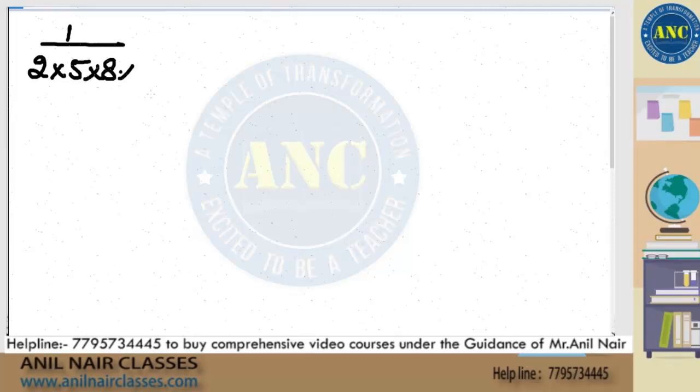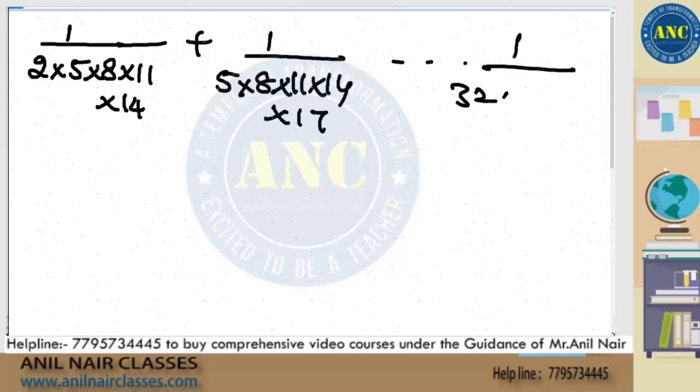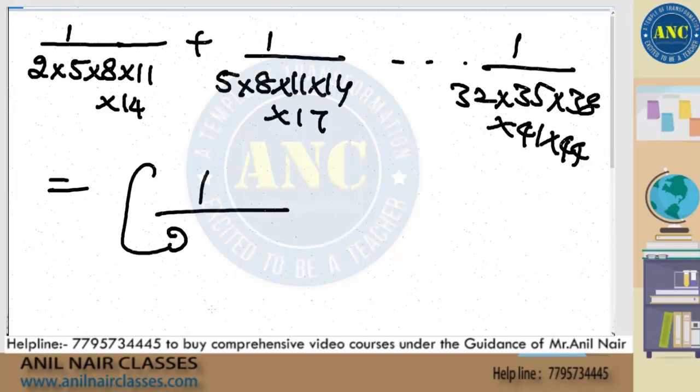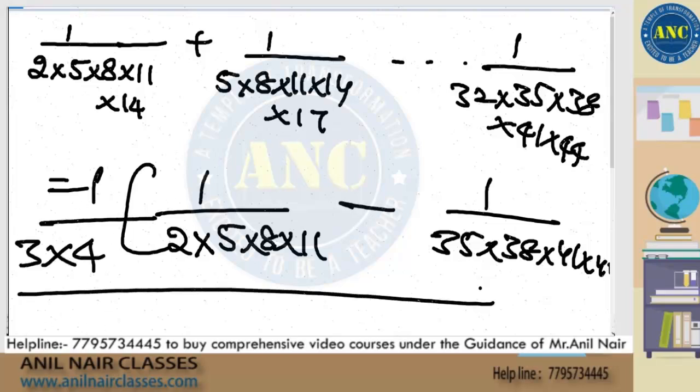1 by 2 into 5 into 8 into 11 into 14 plus 1 by 5 into 8 into 11 into 14 into 17 and so on up to 1 by 32 into 35 into 38 into 41 into 44. Tell me the answer, beta. You don't need to see. It will be there in the answer. 5 terms are there. Take first 4 and take last 4: 35, 38, 41, 44. 1 by difference is 3, 5 is becoming 4. This will be visible in the answer option. See the question and tick mark the answer.